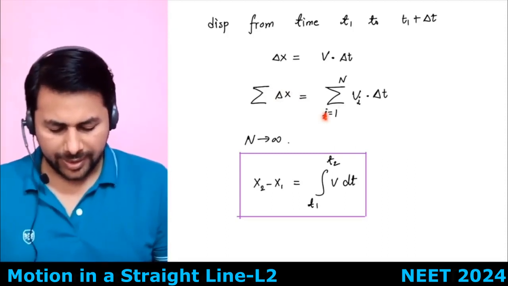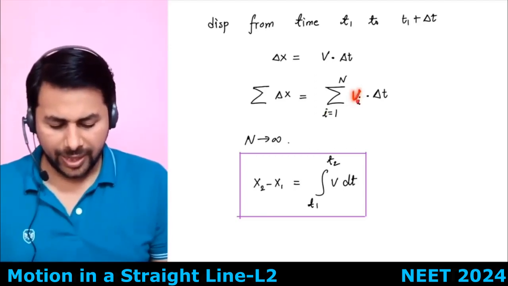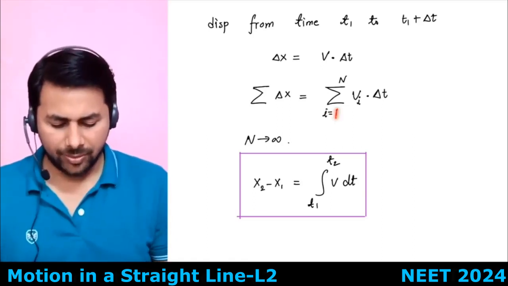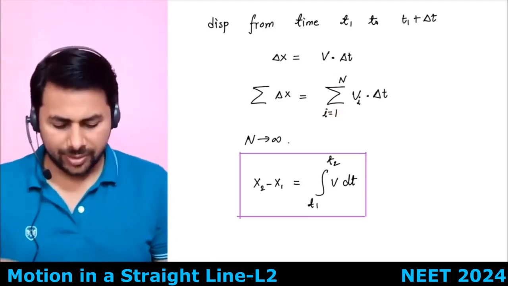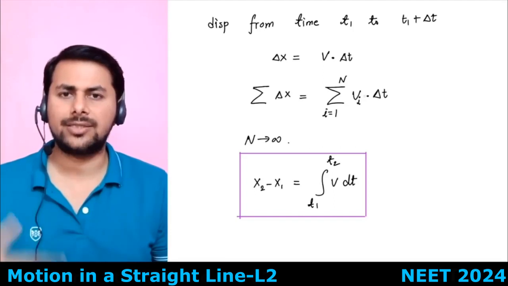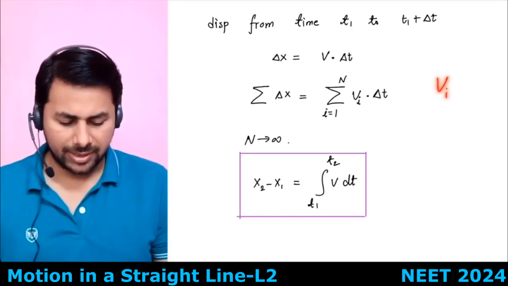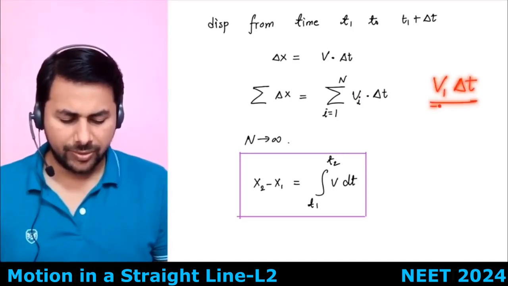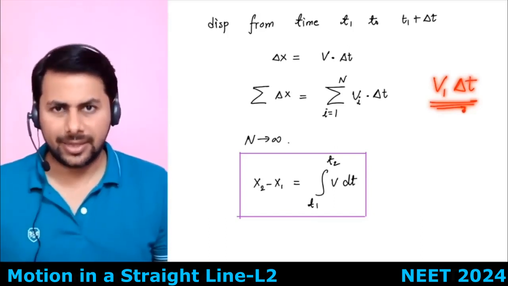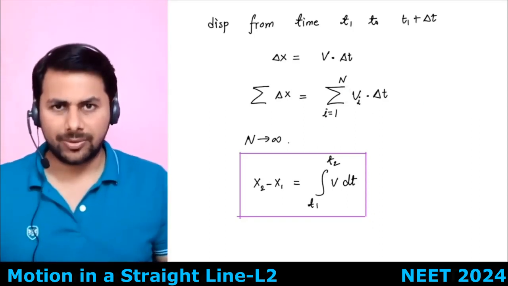So I break this down into n number of pieces. Then I can write v_i as the velocity at the start of the i-th piece, where i goes from 1 to n. When i is equal to 1, this is the velocity at the start of the first piece. When i is equal to 2, it is the velocity at the start of the second piece. Now you can guess what this will give. v1 times delta t gives the area under the first rectangle, v2 times delta t gives the area under the second rectangle. So as you go from 1 to n, you will get the area under the velocity versus time graph with some error.